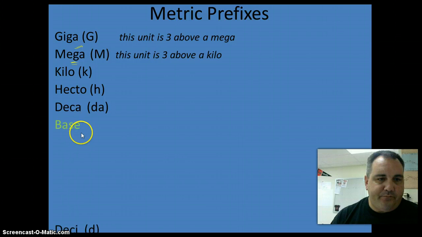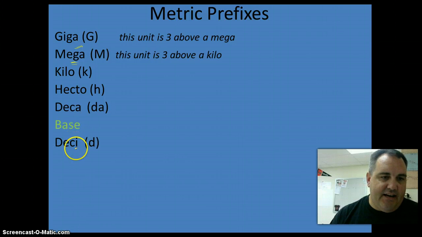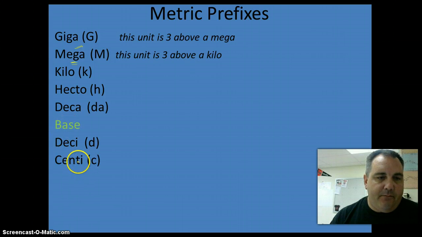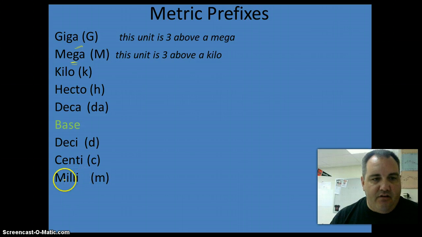Going down, deci is 1 down, so it takes 10 decis to equal 1 base. Centis, it takes 100 of these to equal a base. And then milli meaning 1,000, takes 1,000 to equal a base.